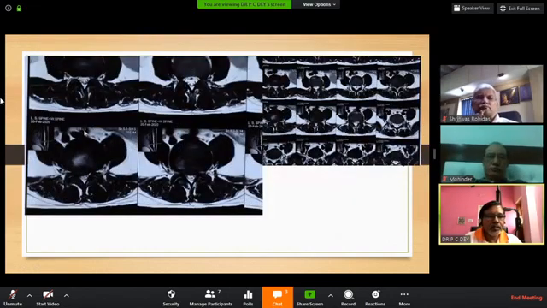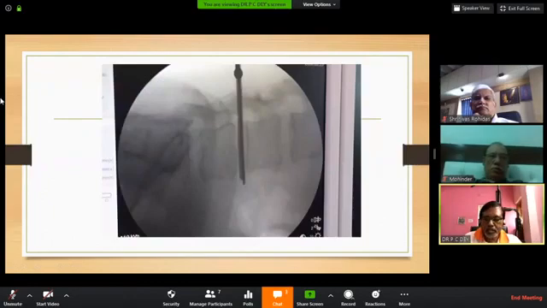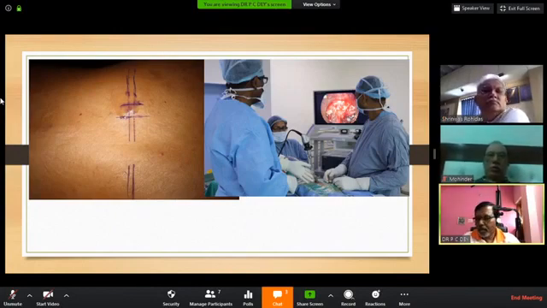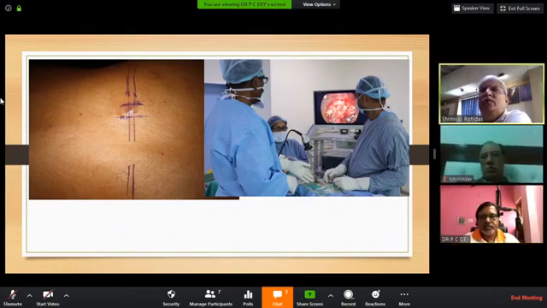So this is the axial view. You can see this is a disc of L4, L5 right side. And this is the marking with the localizing device. Now here I just want to ask Dr. Rohidas, is there any type of problem because you are doing a non-invasive technique? Any times have you faced the problem of the wrong level or wrong side like this?